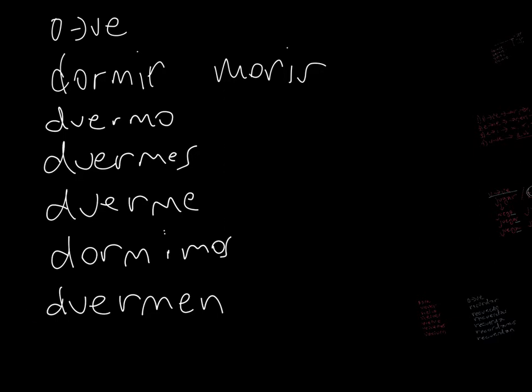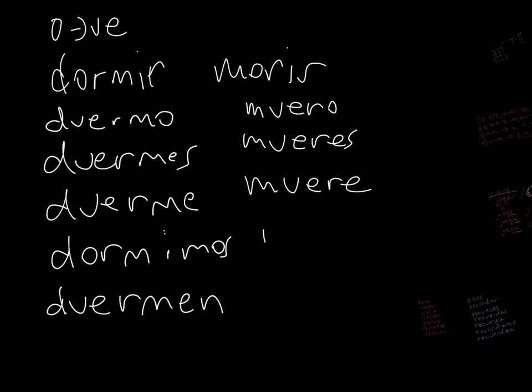Now let's take a look at morir, which is to die. Morir, conjugation is going to be muero, mueres, muere, morimos, and mueren.